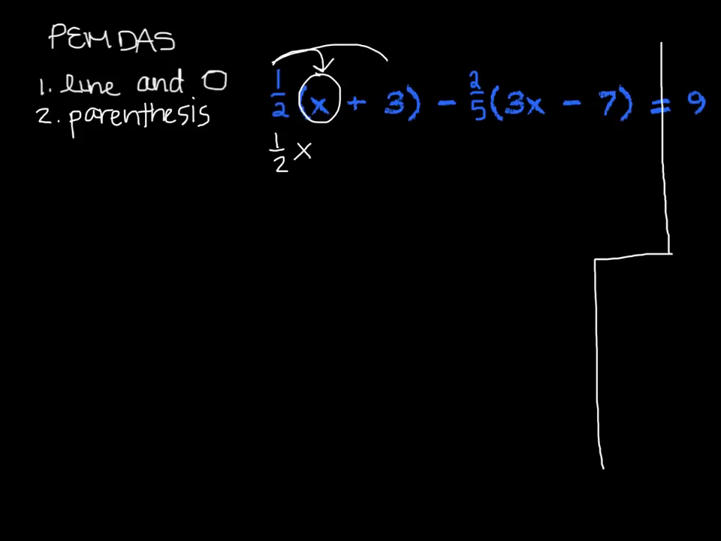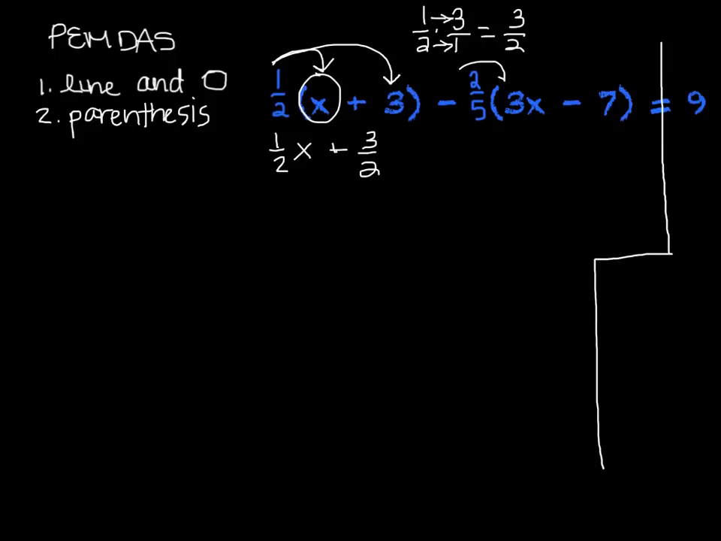And let's review how to multiply fractions and non-fractions. So 1/2 times 3. 3 is over 1. And I'm going to multiply across the top, 3 times 1, and across the bottom, 2 times 1. And I'm going to get 3 over 2.